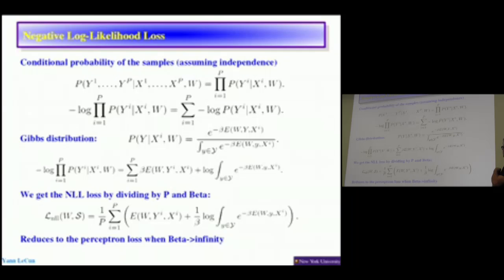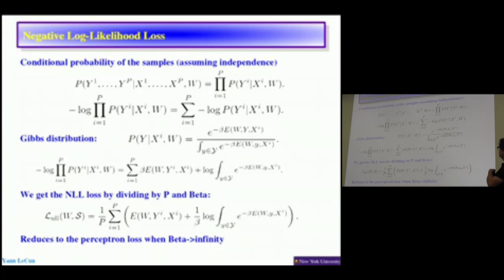Instead of maximizing this, we're going to minimize the negative log of that. The negative log of a product turns into the sum of the negative logs. So that's our loss function. It's a sum or an average over samples of minus log of the conditional probability that our model gives to the correct answer given the input.